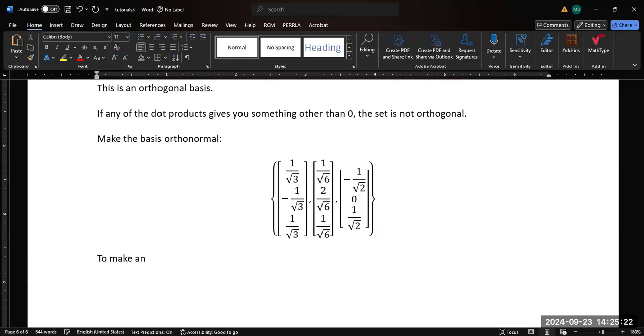To make an orthogonal basis orthonormal, divide every vector by its length. And again, the idea here is you don't need a magnitude for the whole thing. So there's not one magnitude that applies to everything. You're just going to take each column, it's already orthogonal. You're going to turn it into a unit vector, and then that is your orthonormal basis.